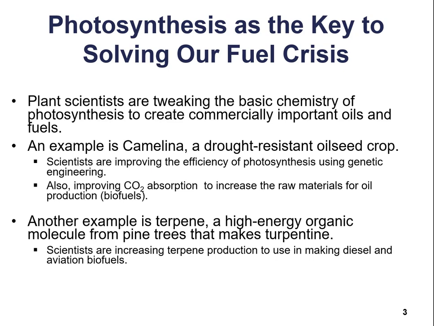One of the ways I think they do this is modifying the leaves on the top of this plant to make them lighter, so that those lower leaves can actually take in the sunlight, and that will make the overall process much more efficient. Also, they're working on improving carbon dioxide absorption. If the plant is able to take in more carbon dioxide, it will then be able to make more carbohydrates, and these can be used as raw materials for biofuels.